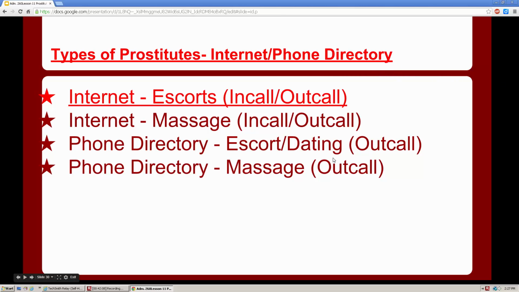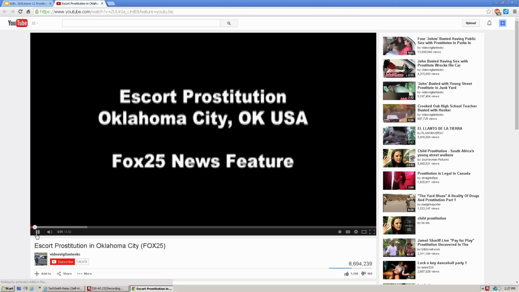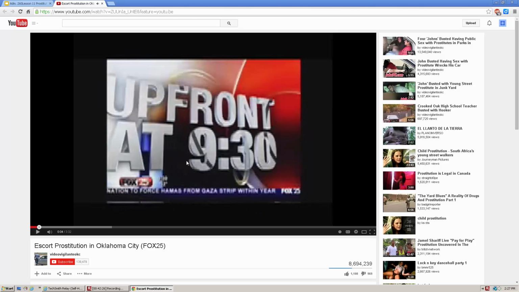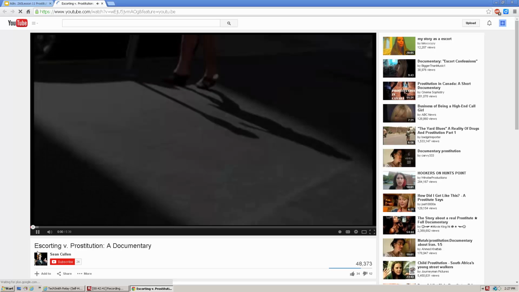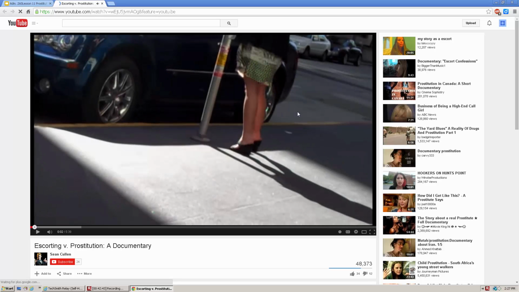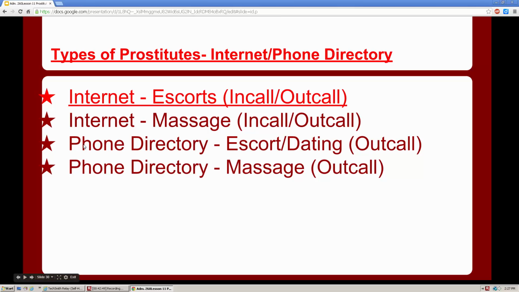You've got a number of different websites and news groups out there, but under this link here, internet or phone directories, it's a news link, about 3 minutes, and it's basically about a prostitution ring operating out of Oklahoma City. So it's not just here or in your large city, it's in smaller places across the United States. And then here with the internet, with escorts, you've got another YouTube video on how the internet interfaces with prostitution.